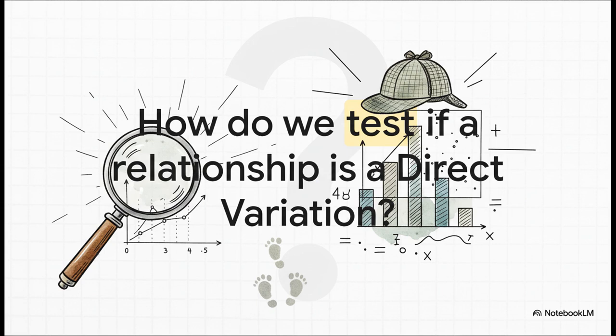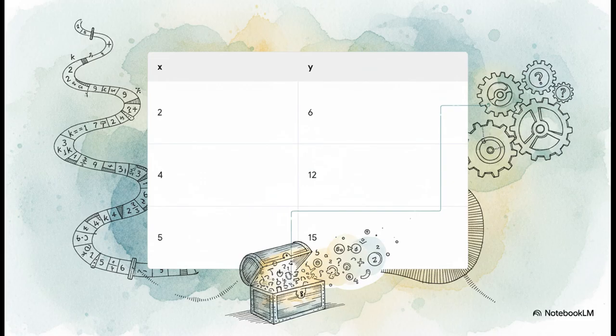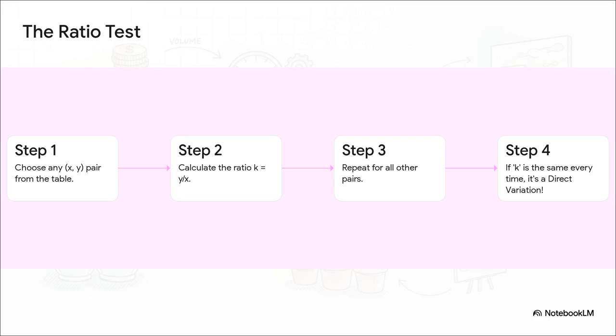Okay, so theory is one thing, but how do we actually spot one of these relationships out in the real world? Like, if you're just given a bunch of data, how can you be sure it's a true direct variation? Well, let's put on our detective hats for a second. All right, let's check out our first piece of evidence. We've got a simple table here with some x and y values. And yeah, we can see that as x gets bigger, y is getting bigger too. But is it proportional? Is there a secret code, a k value, that's the same for every single one of these pairs?